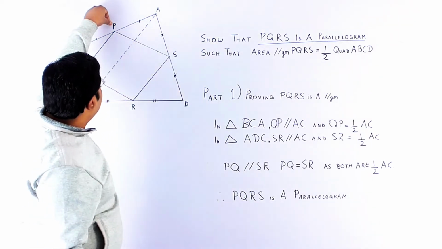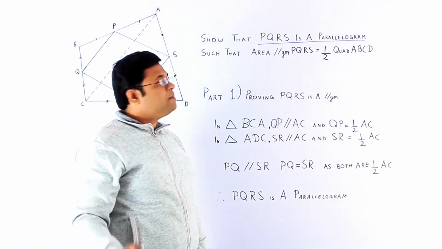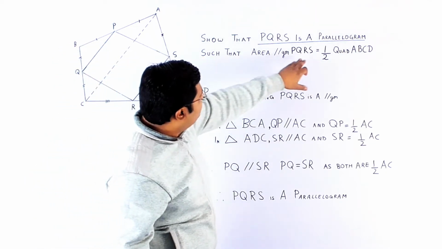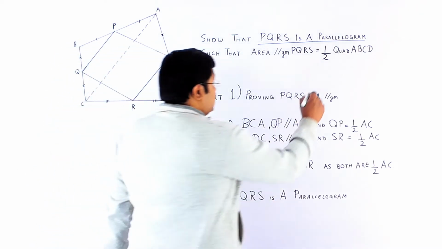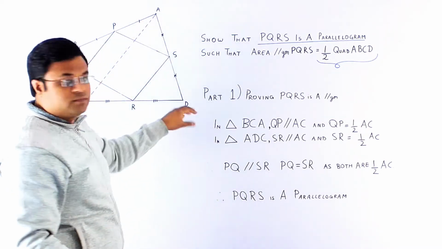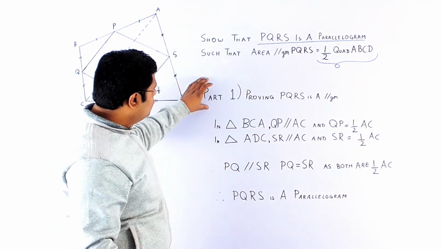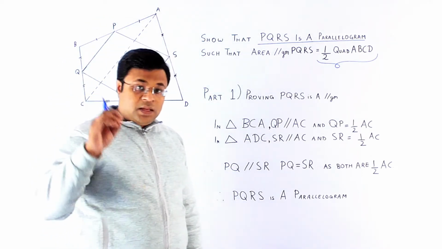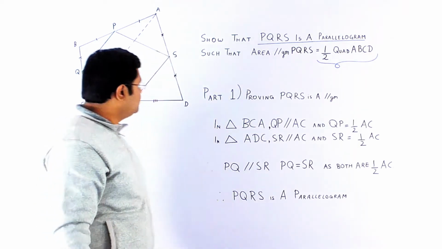So first task is to get that PQRS forms a parallelogram, and then the next part is to show that the area of this parallelogram PQRS is equal to half of this quadrilateral. So in the first part of this video we will prove that PQRS is a parallelogram. Now this part is important from the point of view of the midpoint theorem as well.